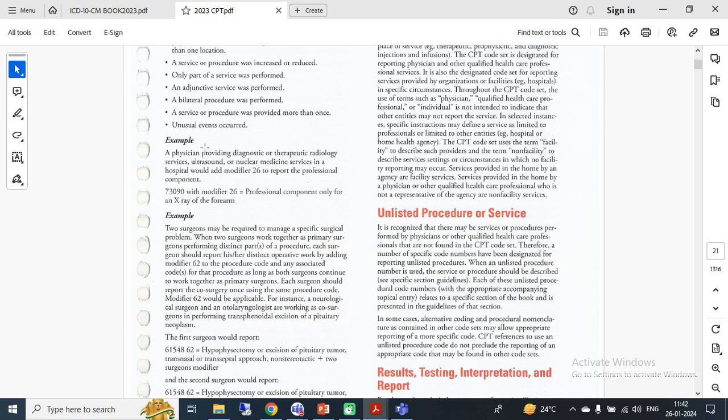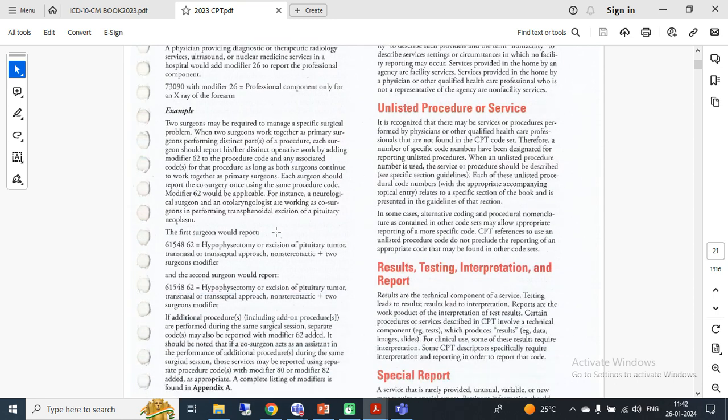Even they have provided a few examples here, so using these examples also you can write. For example, if you don't know why modifier 26 is used, if you see your CPT book here, they have provided that a physician providing diagnostic or therapeutic radiology services, ultrasound or nuclear medicine services in a hospital would add modifier 26 to report the professional component. So here the physician is providing the service, not the facility, so we need to use the professional component, which is modifier 26.